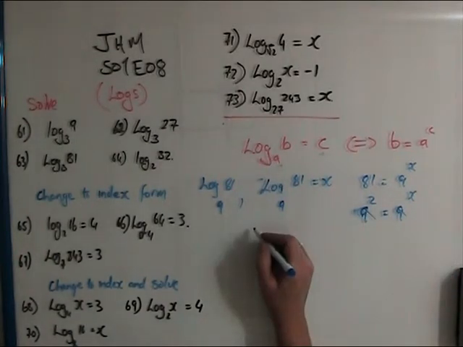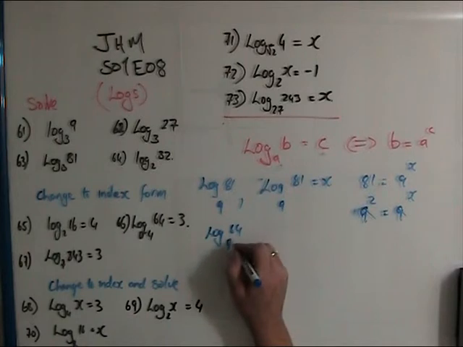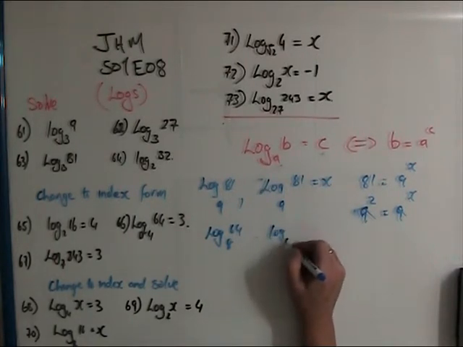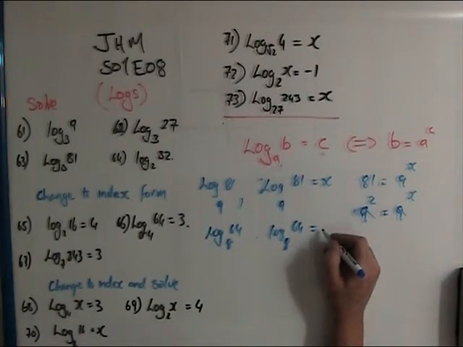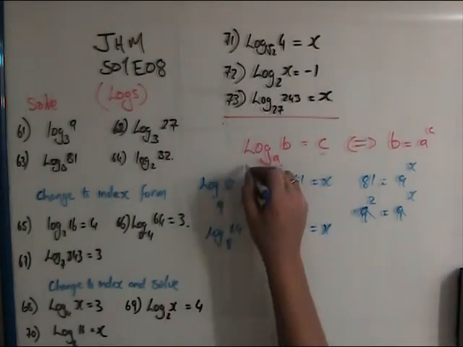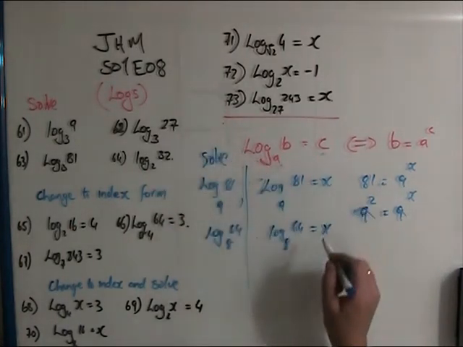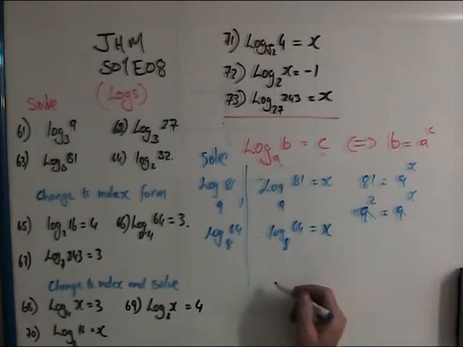Okay, let's try another one. Log of 64 to the base 8. Now I know it's confusing when you write it. Log of 64 to the base 8 is equal to x, right? Because we're bringing in x because we want to solve it. We don't know what it is, so it might say solve this. We introduce an x because we want to see what it's equal to. That's the logic of it all.